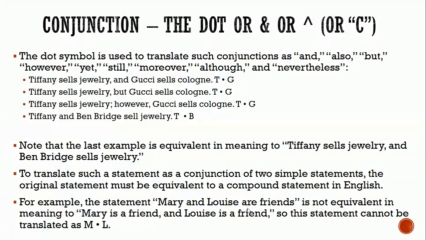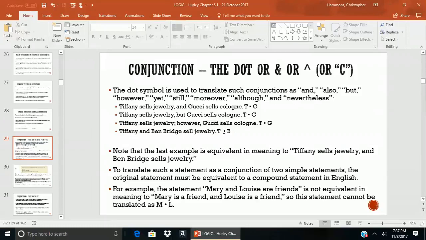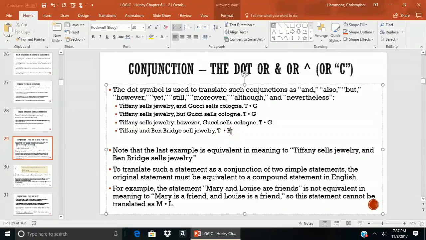And Tiffany and Ben Bridge sell jewelry. We can't use this for simple notation. How about P? P for Ben Bridge. Good enough?